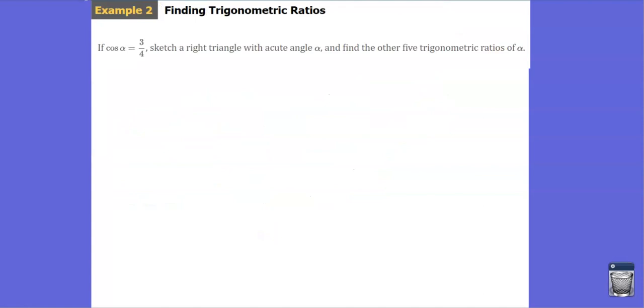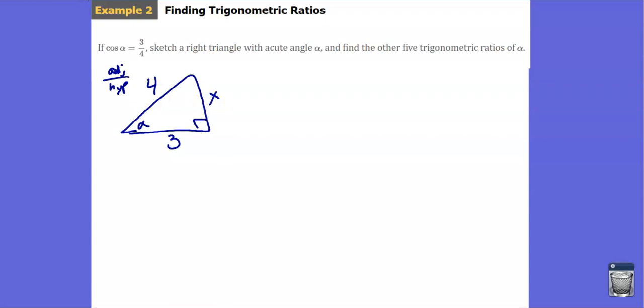So here, similar, I have the cosine of theta, or this angle here, equals 3/4. Sketch a right triangle. So we're going to draw a right triangle, and here's my angle measurement. Cosine, remember, is adjacent over hypotenuse, so adjacent would be 3 and the hypotenuse would be 4. And then, of course, I don't know this side right here.